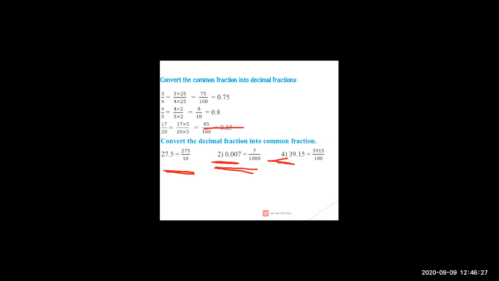And the last, the fourth one, it is given 39.15. 39.15 means we have to write 3915. Before how many digits is the point given? Before 2 digits the point is given. So which denominator will we take? We will take 100. So the main answer is 3915 upon 100. This is vice versa. In the previous sums we have done it with the common fraction and now we have done it with the decimal fraction. Now I hope till here you have understood.